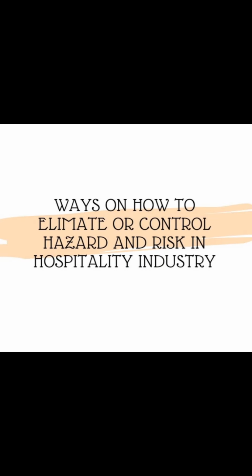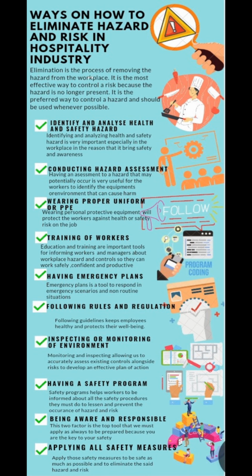Ways on how to eliminate the hazard and risk in the hospitality industry. Elimination is the process of removing the hazard from the workplace. It is the most effective way to control a risk because the hazard is no longer present. It is the preferred way to control a hazard and should be used whenever possible. So the first thing that you must do is to identify and analyze health and safety hazards.